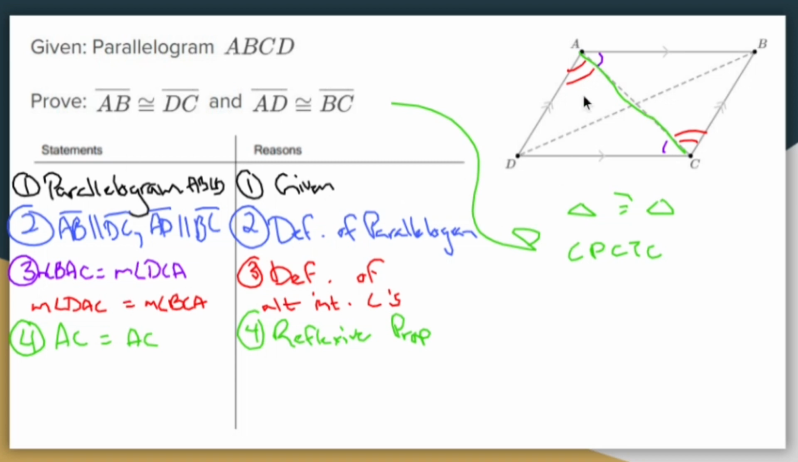Now that I used angle, side, angle, I can say that those triangles, and let's make sure we have it in order, triangle ACD is congruent to, red, purple, so CAB. And that is ASA.